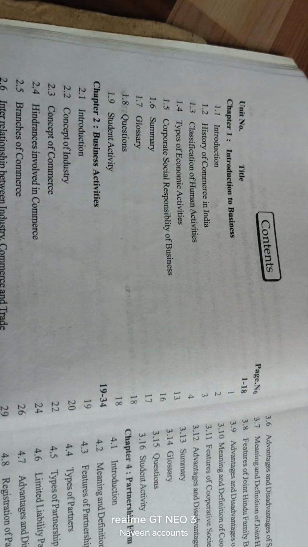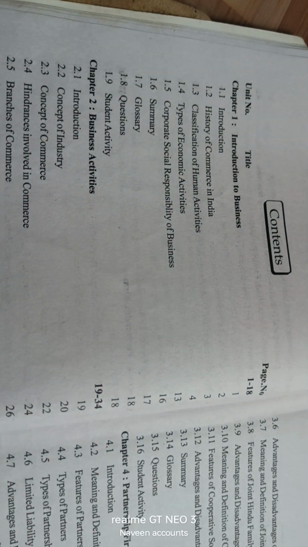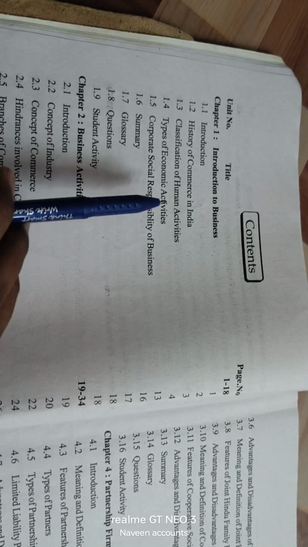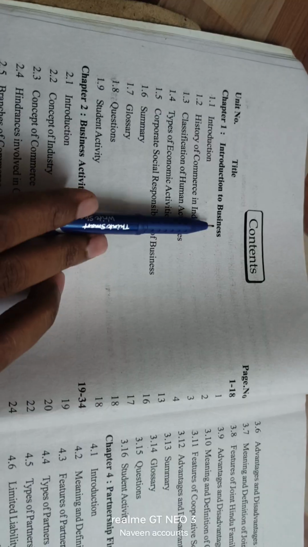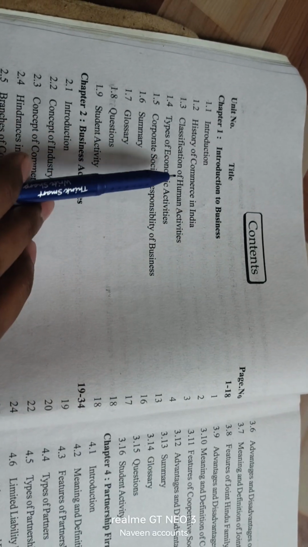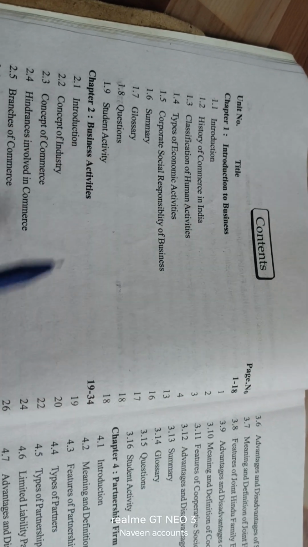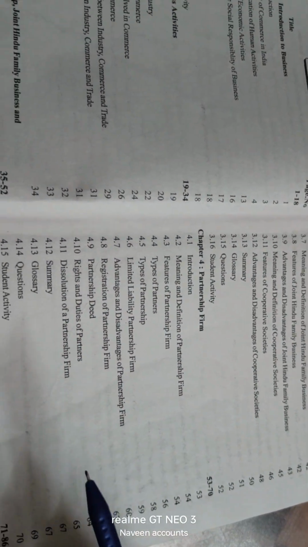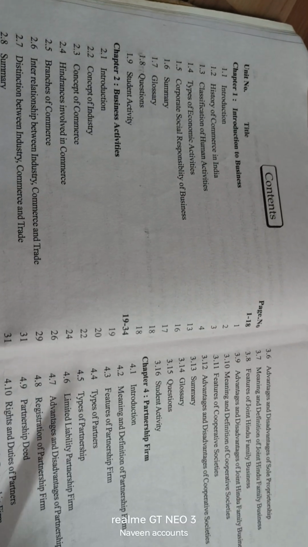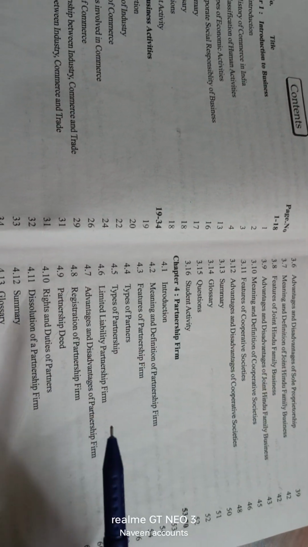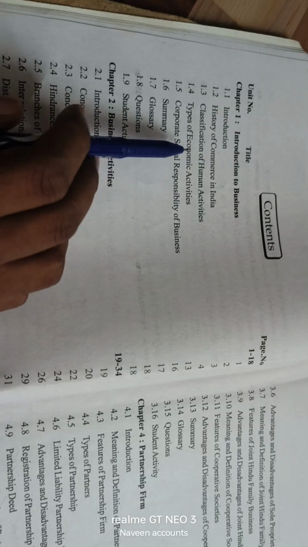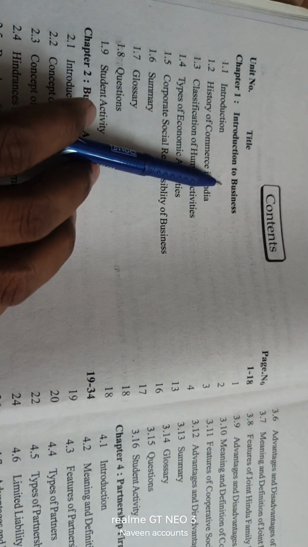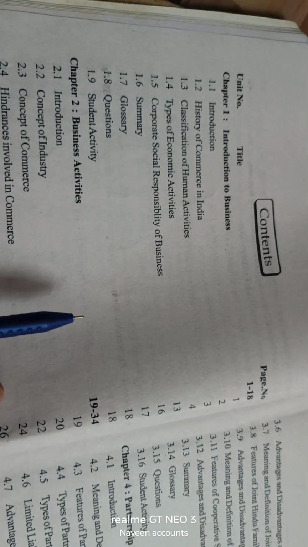So the first chapter is Introduction to Business. Here you are going to know about business. What is business? It's just an introduction. It is most important. Why? Because in coming classes we are going to discuss much about business. But before going to know the advanced level of business, first you have to know the foundation. What is business? What are the conditions? What are the rules and regulations?